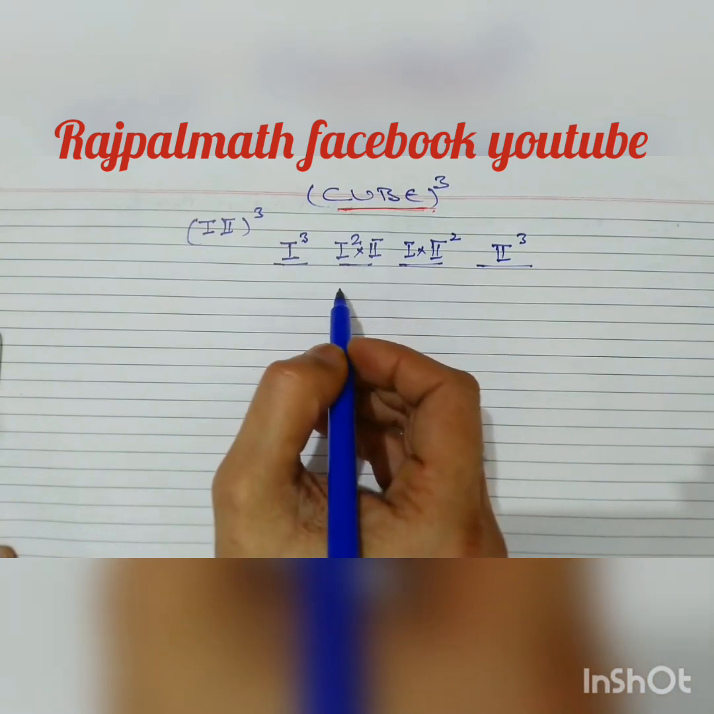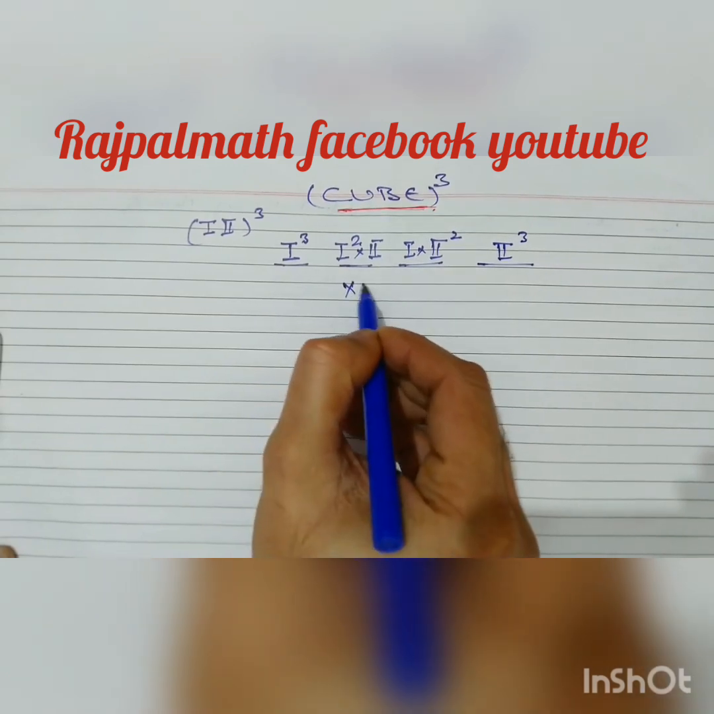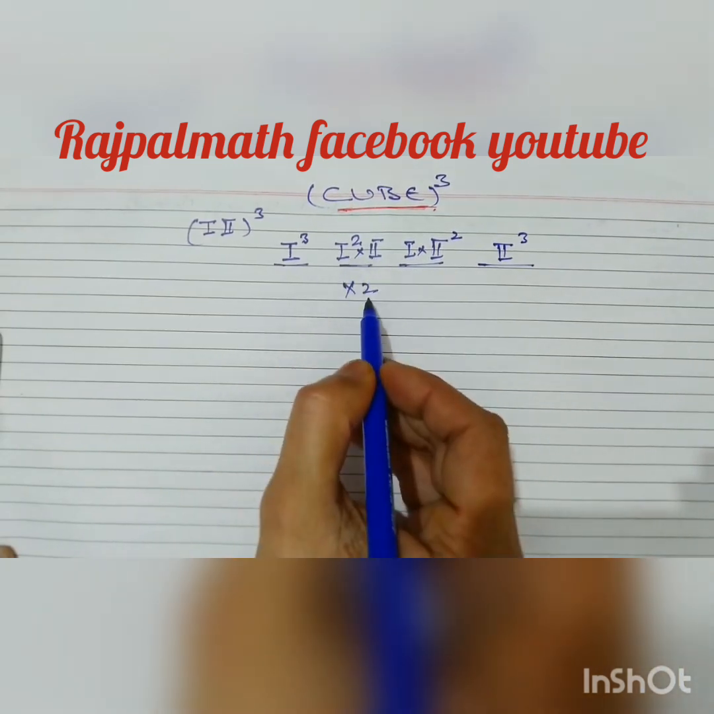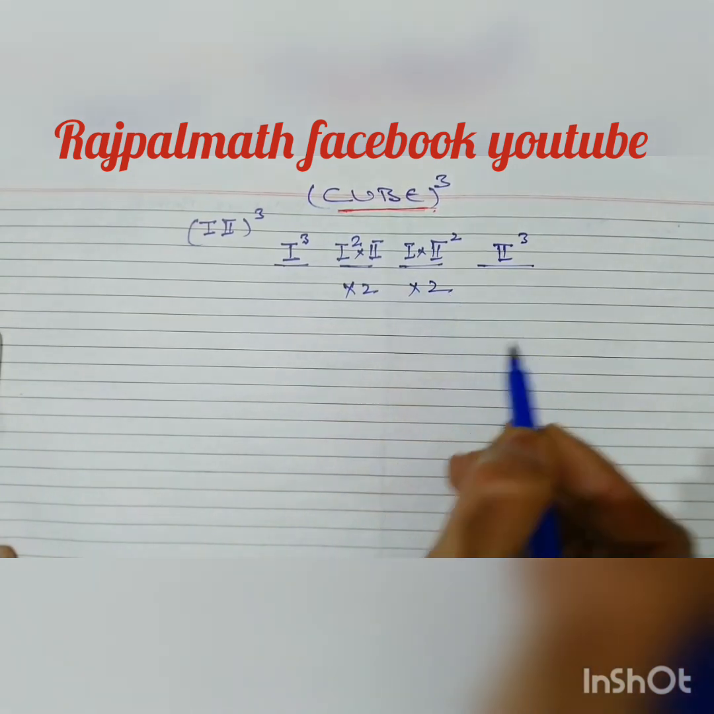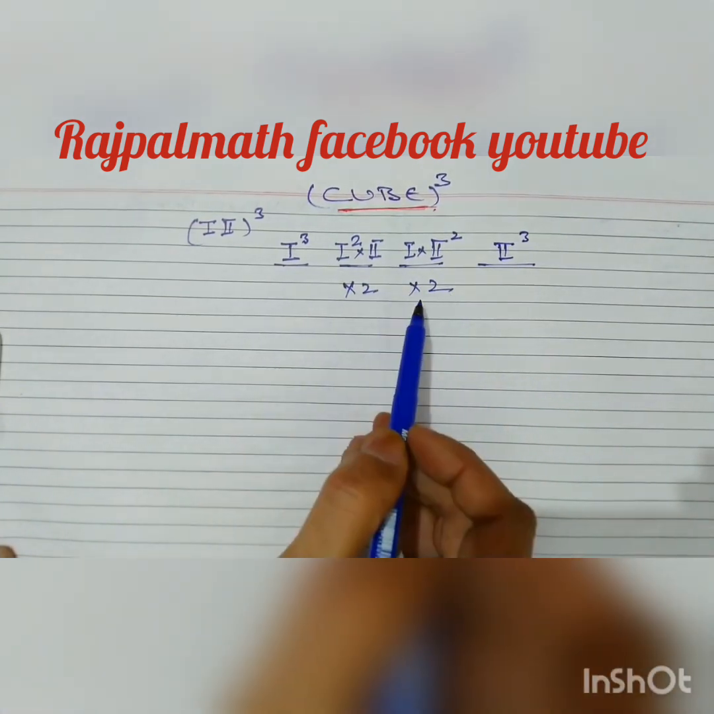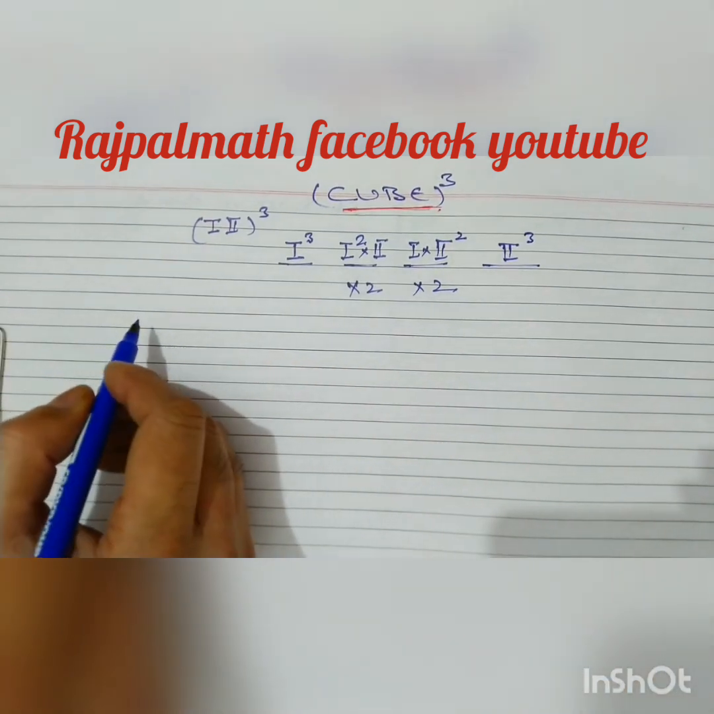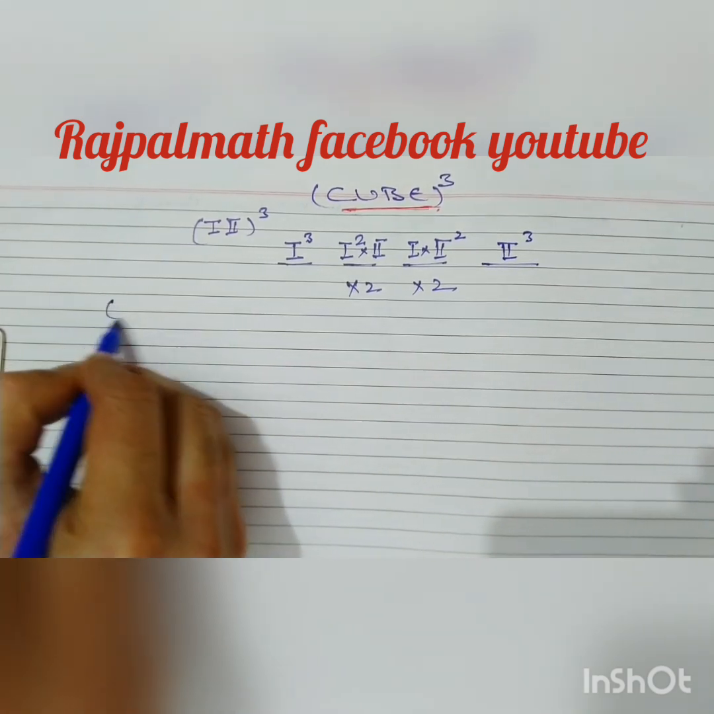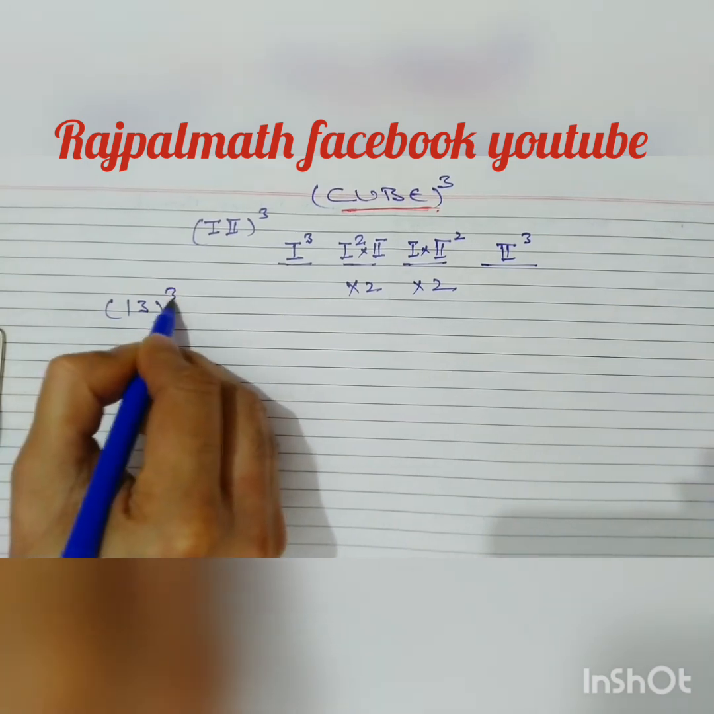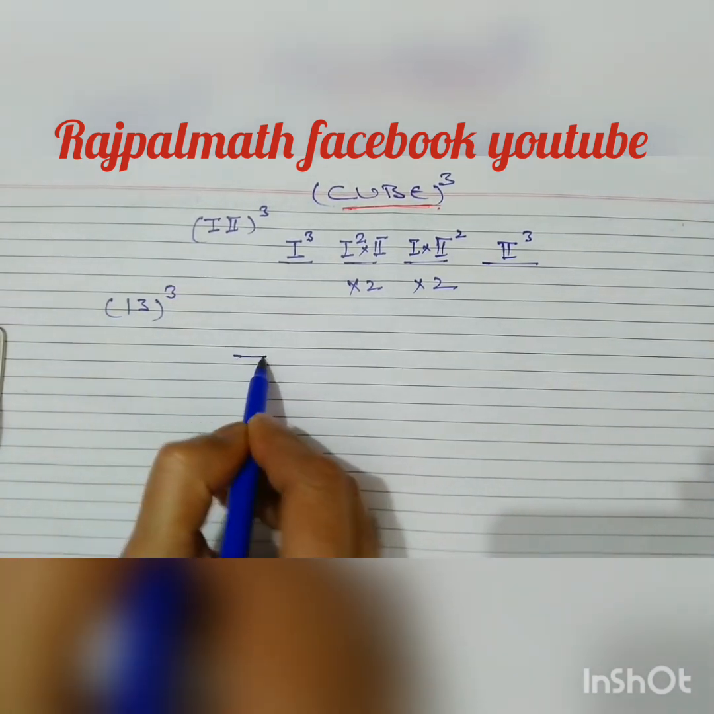Then double the two numbers in the middle, means second slot into 2 and third slot into 2. This is the basic formulation to find cube. Let's do one example, a simple one first. Find the cube of 13. Then 4 slots are there.